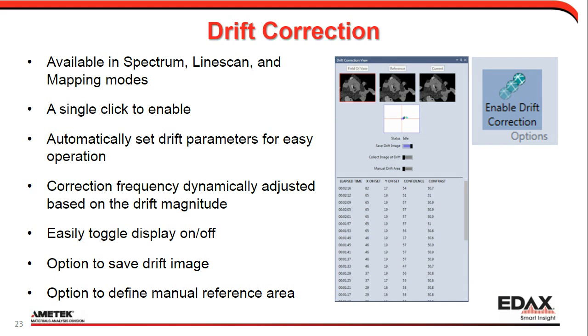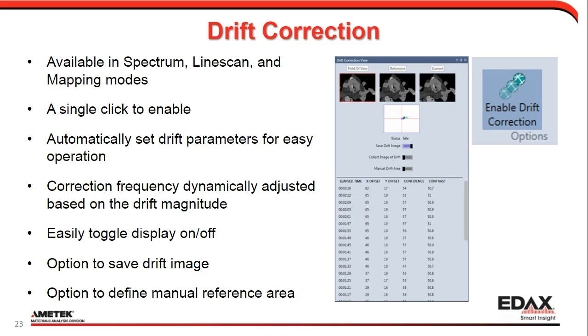Drift correction is available in all of the collection modes. That means spectrum, line scan, and mapping modes. You can enable drift correction in just a single click. Drift parameters will be set automatically for easy operation. Correction frequency is dynamically adjusted based on the drift magnitude.